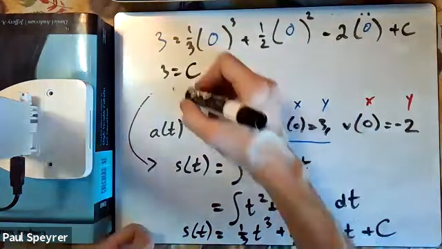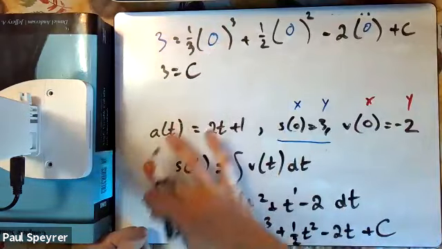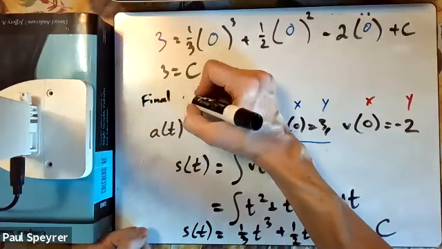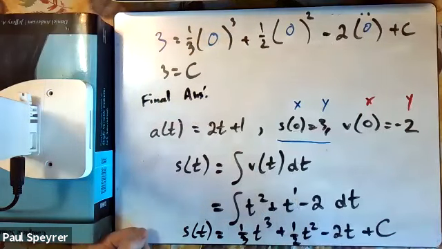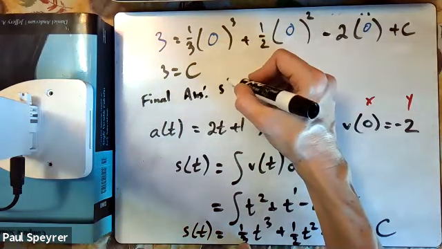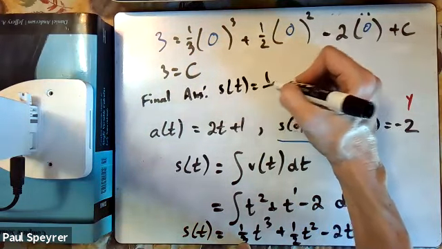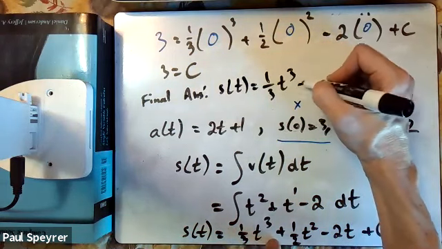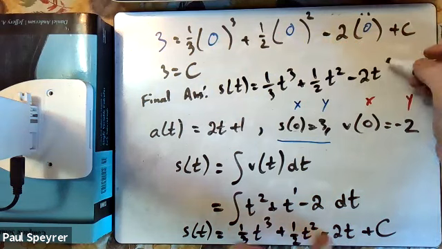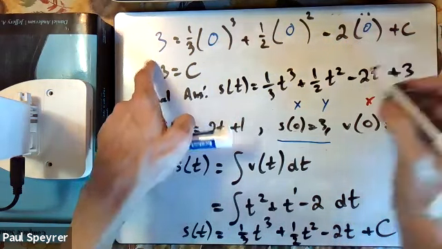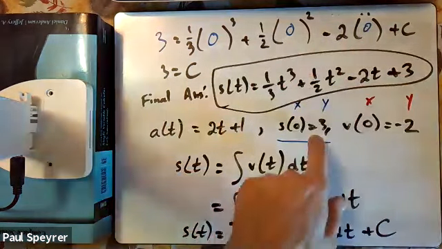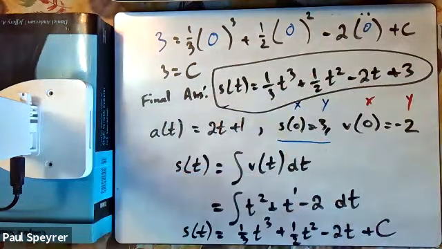So what is your final answer to this particular problem? Because remember, they were asking for what's the position equation. So in this case, we have it. It's 1/3 t cubed plus 1/2 t squared minus 2t, and then plus 3. That would be your final answer if you were asked for the position equation at this specific point right here.